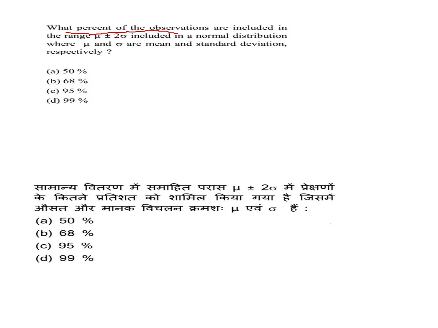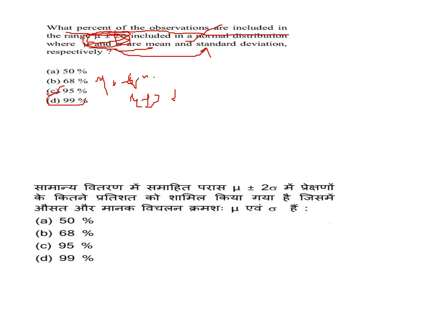What percentage of observations are included in range of mu plus or minus 2 sigma in normal distribution, where mu stands for mean, sigma stands for standard deviation? Here the range given is mu plus or minus 2 sigma. So the answer is 95%. If mu plus or minus 1 sigma, then it is 68%. If it is mu plus or minus 3 sigma, then it is 99%. So he has given mu plus or minus 2 sigma normal distribution.